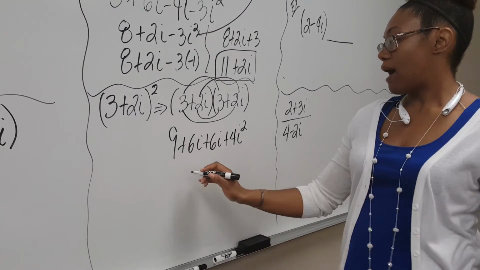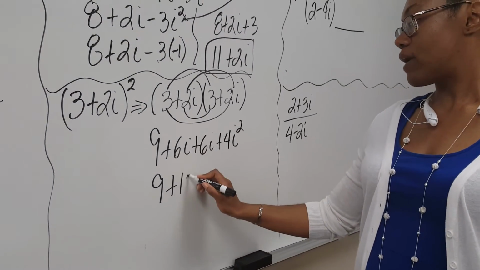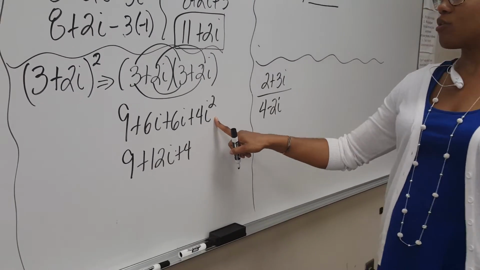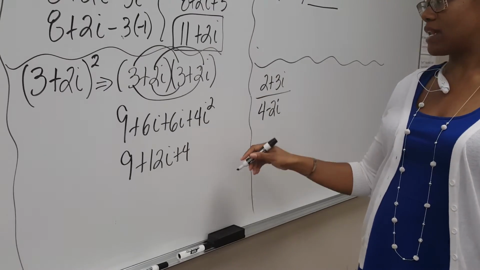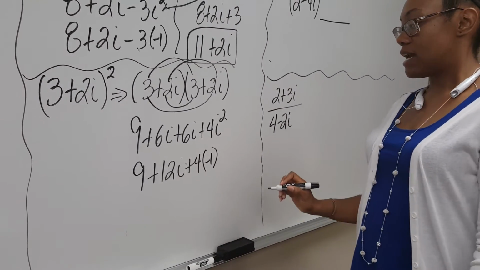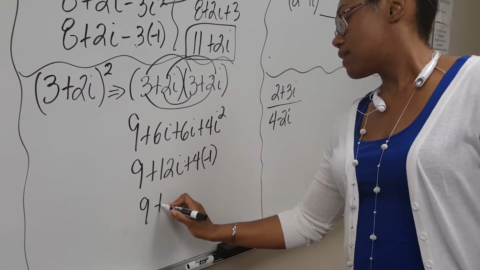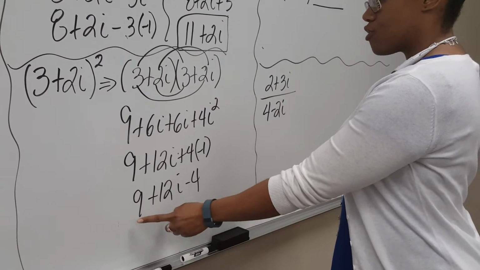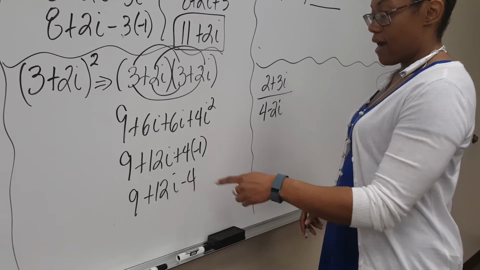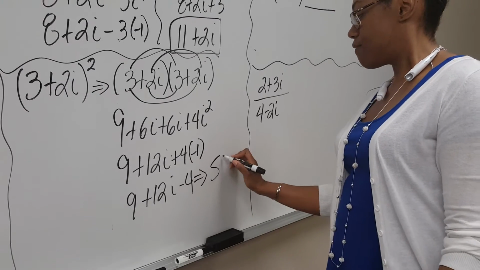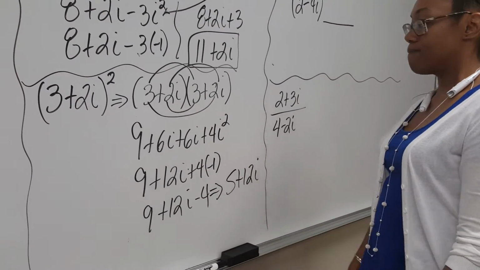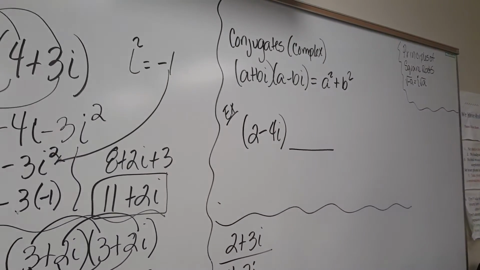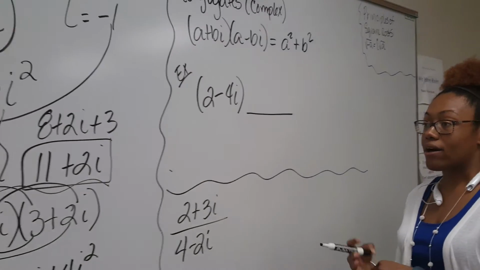So again, combine our like terms. 9 plus 12i plus 4 times, well, remember, anywhere you have an i squared, you need to replace it with a negative 1. So that would be times negative 1. So 9 plus 12i minus 4. Well, you can combine together the 9 and the 4, and that'll give me a 5 plus 12i. Okay?